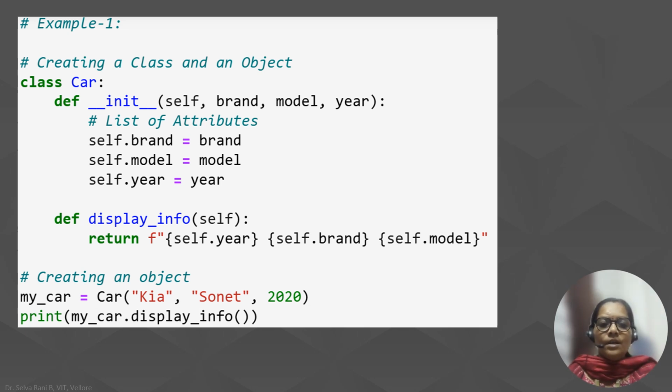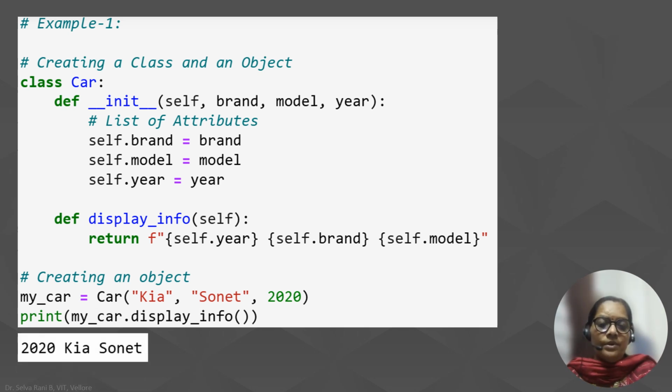The method of the class Car can be accessed by the object with the help of the dot operator. So here we are calling the method display_info with the help of the dot operator together with the object name my_car. my_car.display_info() will invoke the method display_info and it will display the following output. Since we have given year, brand, model inside the return statement, the values are displayed in this order.